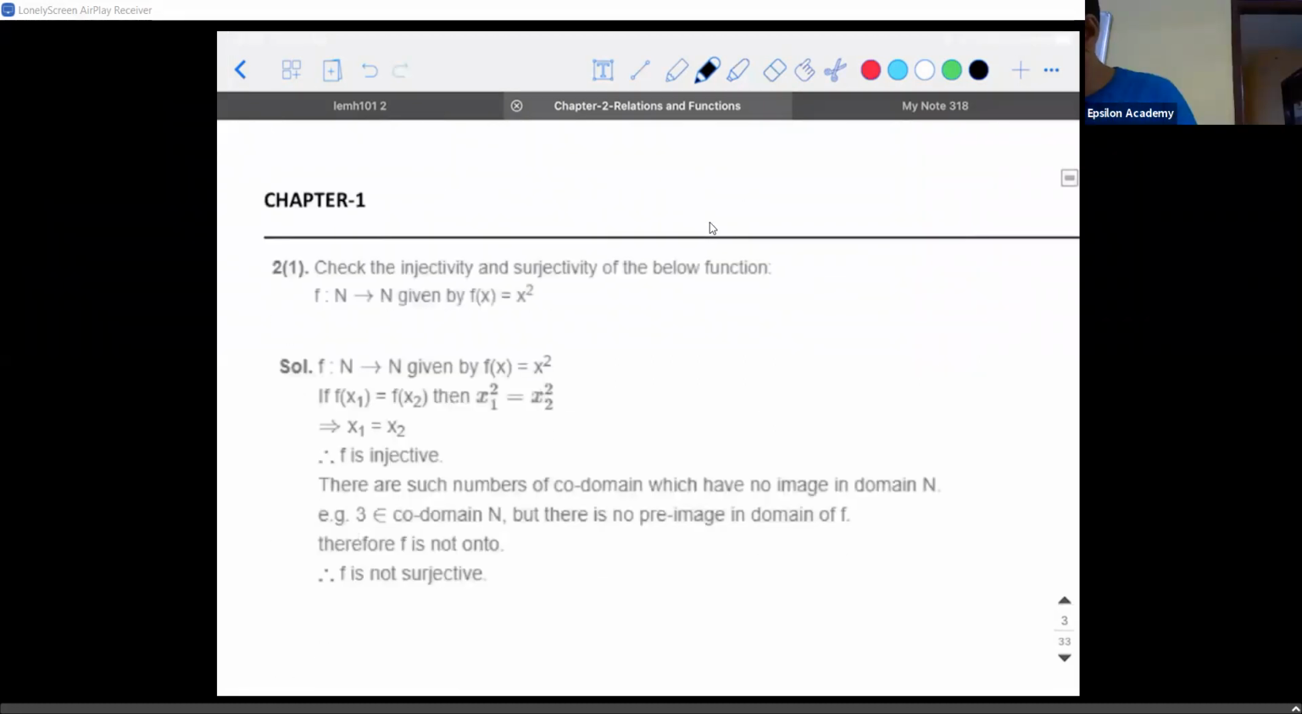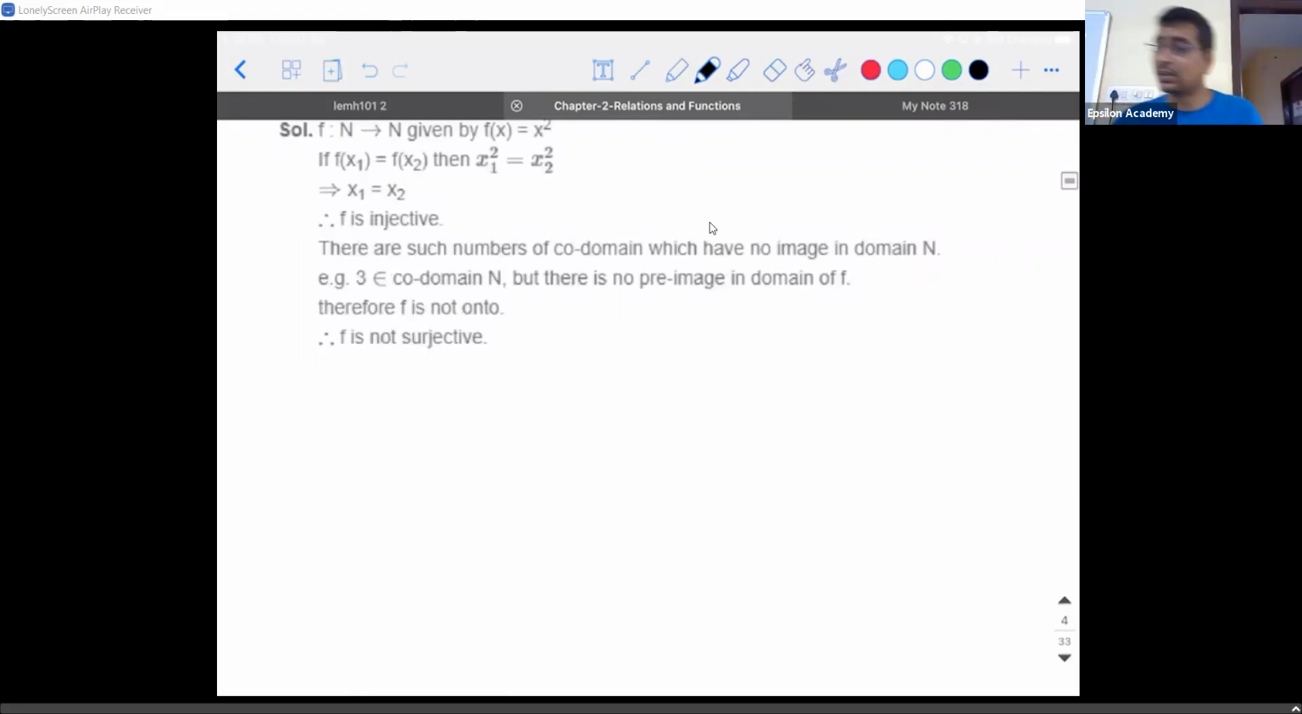I'm not sure how they have solved. They have taken some A3 or something.